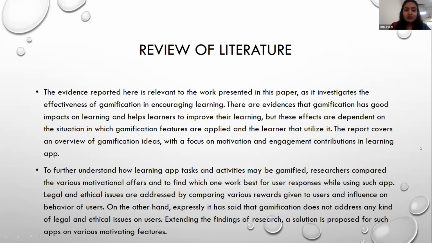Researchers compare the various motivational offers to find which one works best for user responses while using such applications. Legal and ethical issues are addressed by comparing various rewards given to users and their influence on the behaviors of the users. On the other hand, it has been said that gamification does not address any kind of legal and ethical issues on users. Extending the findings of research, a solution is proposed for such applications on various motivating features.